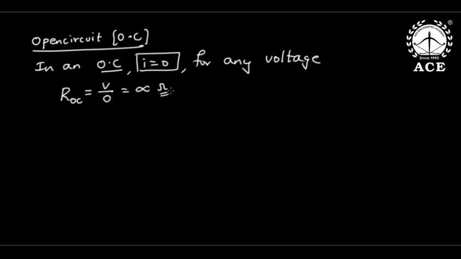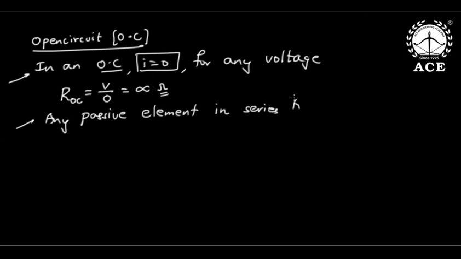In an open circuit, current is zero for any voltage. So the resistance of an open circuit is any voltage by zero current, that is infinity ohms. Any passive element in series to an open circuit can be neglected.